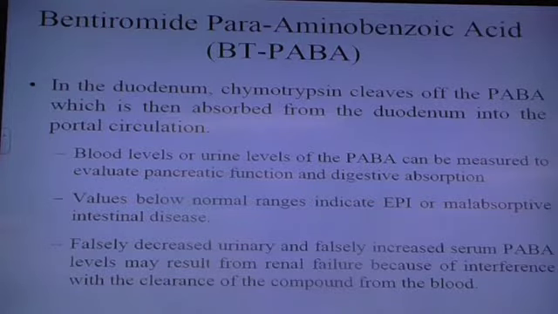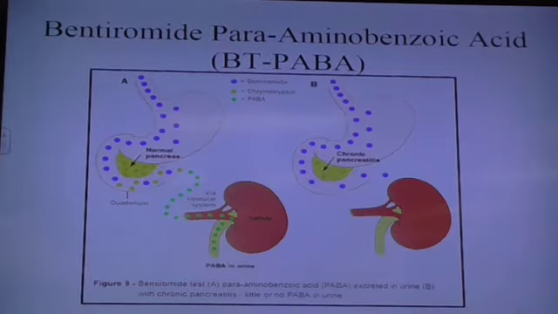All right, now you can get some falsely decreased urinary and falsely increased serum PABA levels because of renal failure, because it doesn't clear the stuff from the blood like it's supposed to. But hopefully you figure out other ways to determine if you have renal failure going on. Like if the animal's urinating tons of urine every 3 minutes, what do you think? You've got a renal problem? So that's usually not a problem as far as diagnosis. This is just showing you the mechanisms behind the bentiromide PABA test.